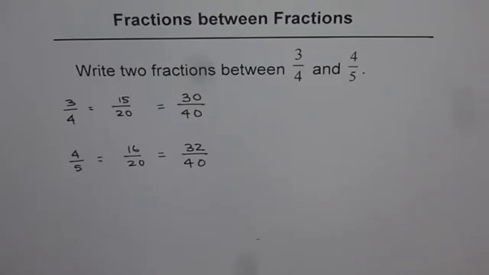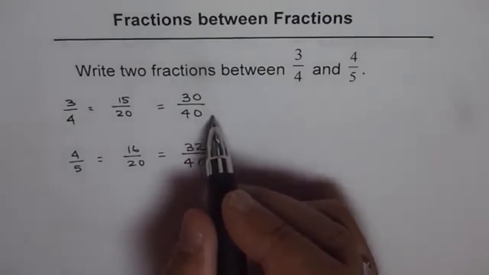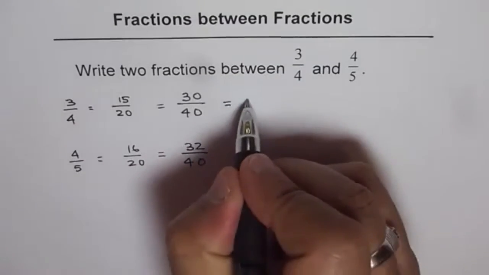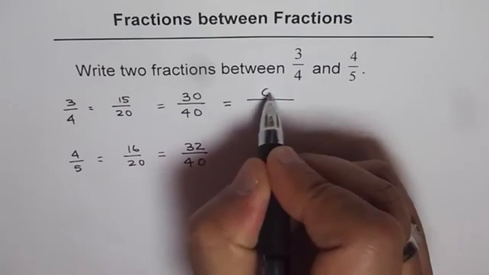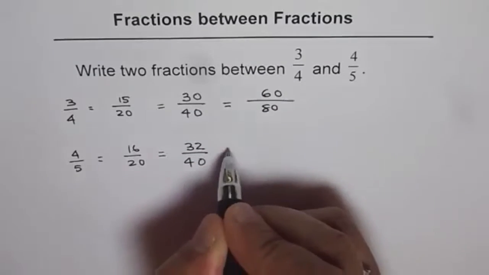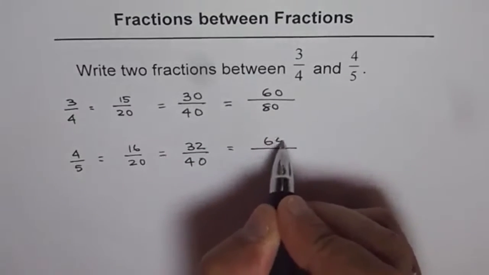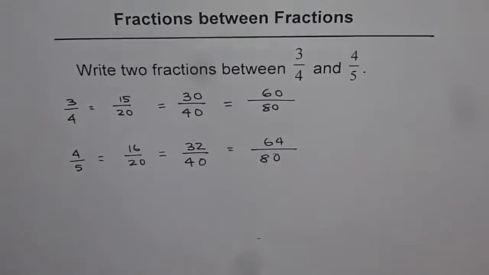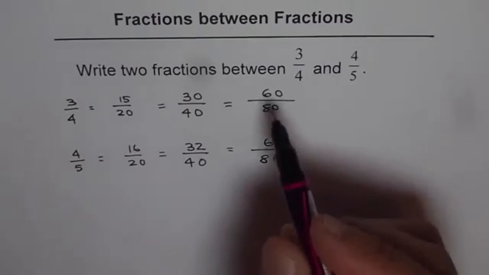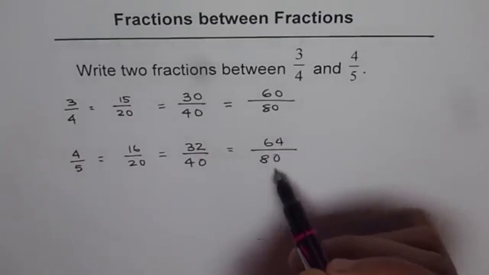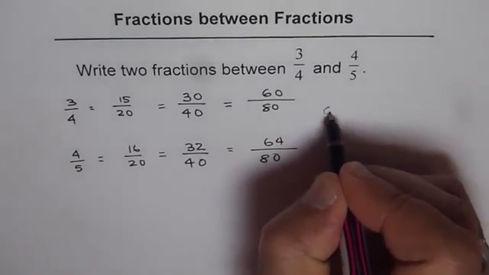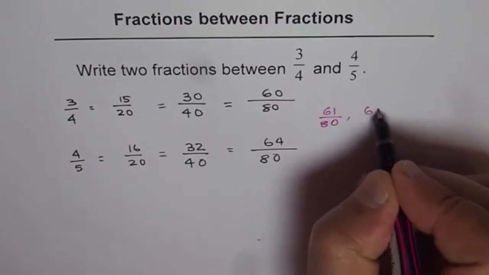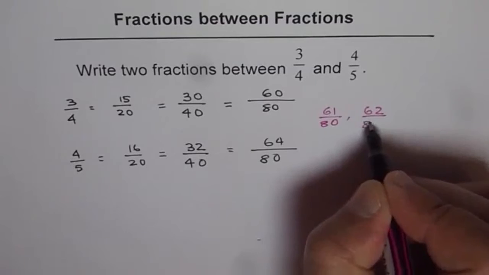We need 2. Well, let's multiply these by 2 again and then see what do we get. So what we get here is 2 times 30 is 60 over 80, and this is equivalent to 64 over 80. Now it is easy, right? Now we can write down a couple of fractions between these two. One, for example, will be 61 over 80, right? Then we could write 62 over 80, right?